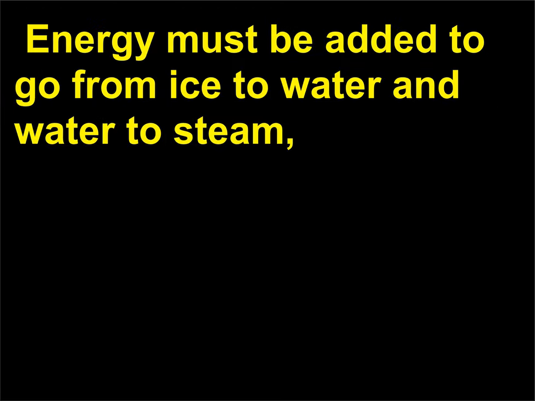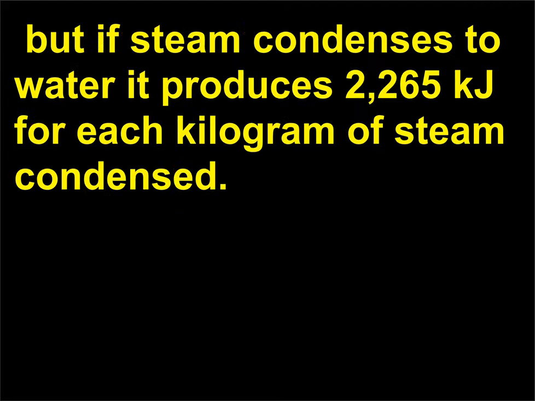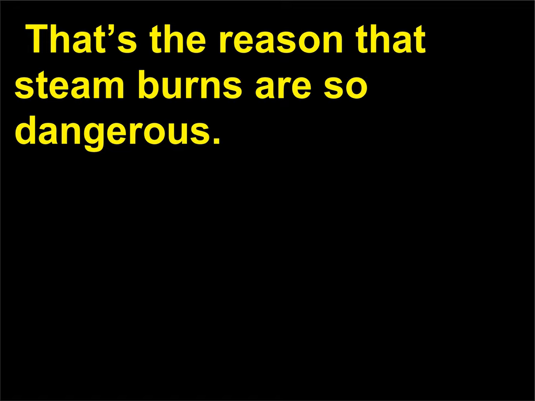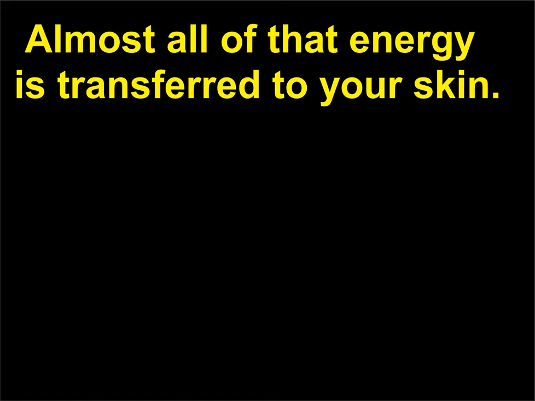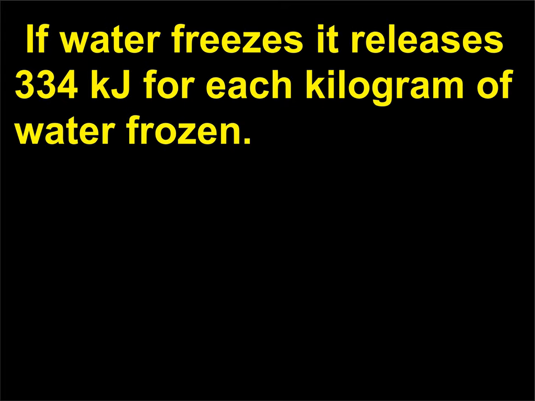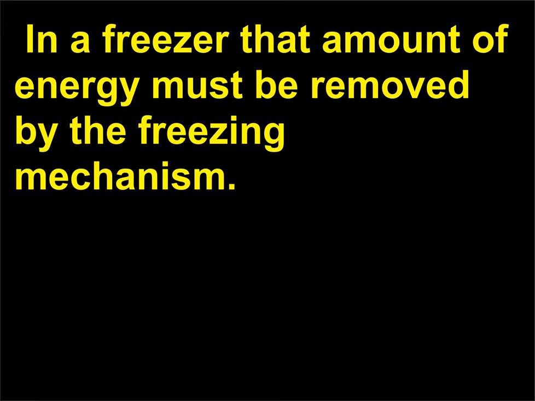Energy must be added to go from ice to water and water to steam. But if steam condenses to water, it produces 2265 kJ for each kilogram of steam condensed. That's the reason that steam burns are so dangerous. Almost all of that energy is transferred to your skin. If water freezes, it releases 334 kJ for each kilogram of water frozen. In a freezer, that amount of energy must be removed by the freezing mechanism.